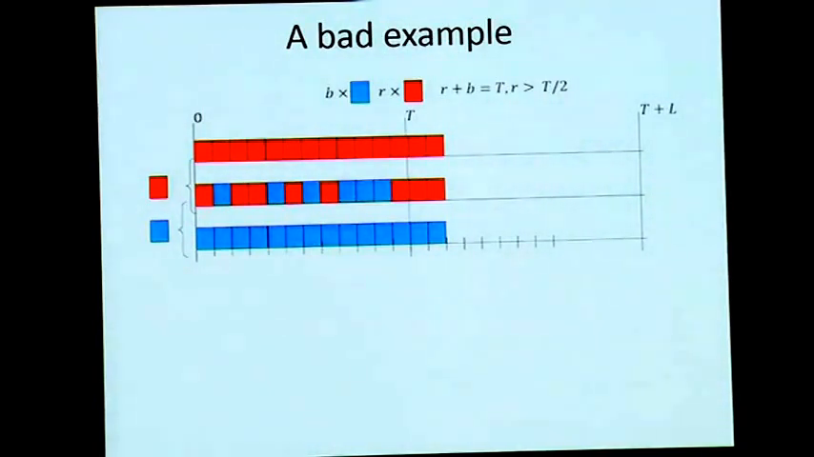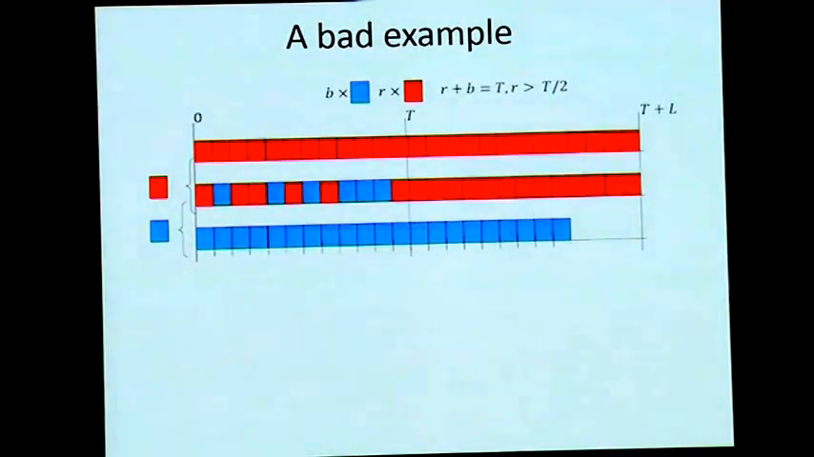But the red jobs that you have accumulated at time t, that are not going away anywhere. Those red jobs that you have accumulated will remain with you till the end of this. And so even at the end of this, let's say at time t plus L, you have R red jobs remaining. Okay, why is this bad?